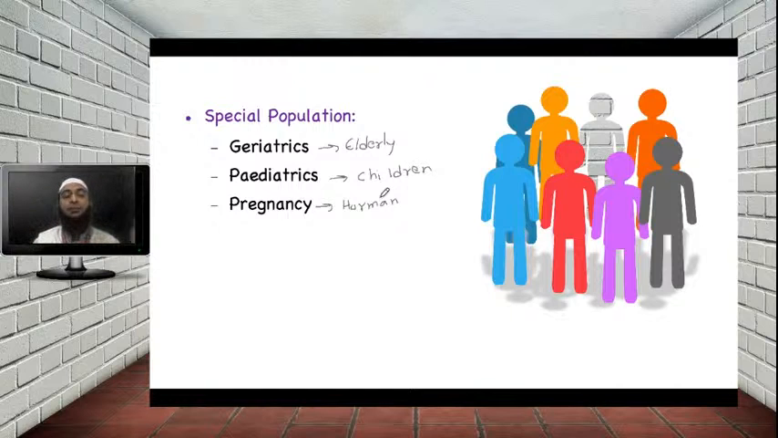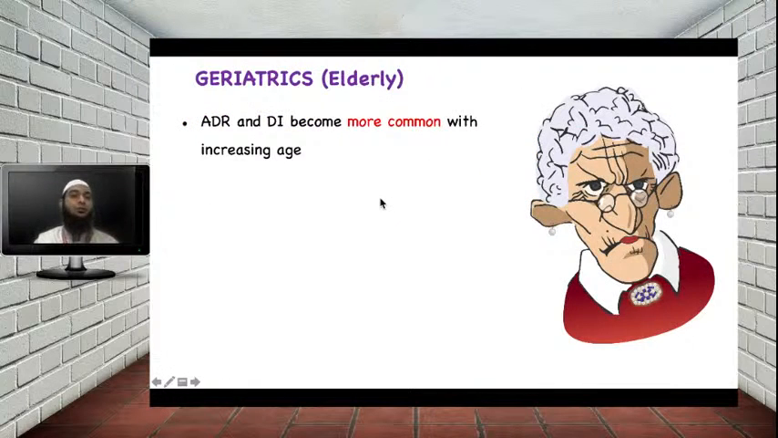We'll see them one by one. In today's lecture, we'll start with the first population, that is the geriatric population or elderly people. It is observed that adverse drug reactions (ADR) and drug interactions (DI) are more common with increase in age. As age increases, the risk of adverse drug reaction and drug interaction is also increased in elderly patients.